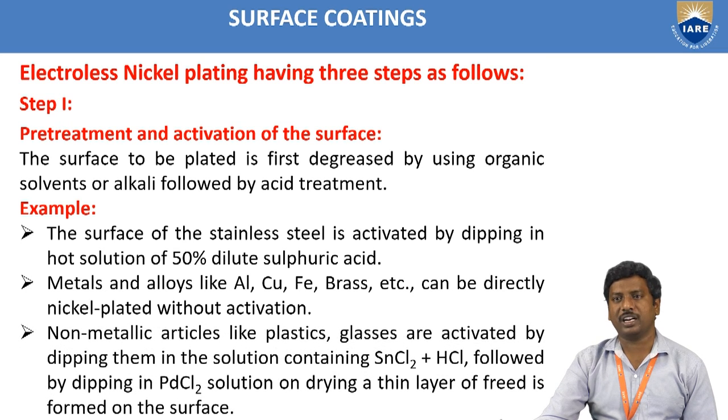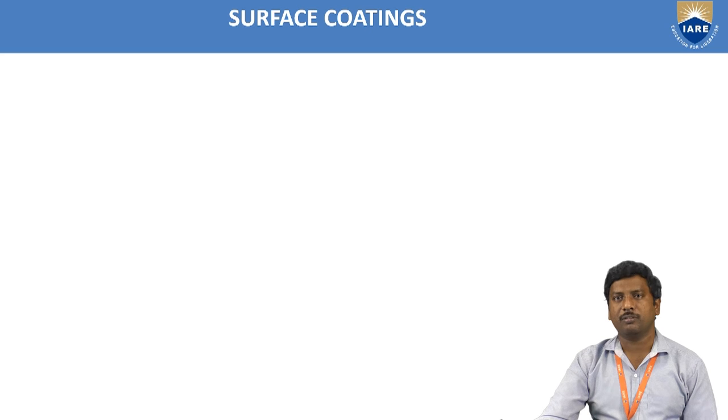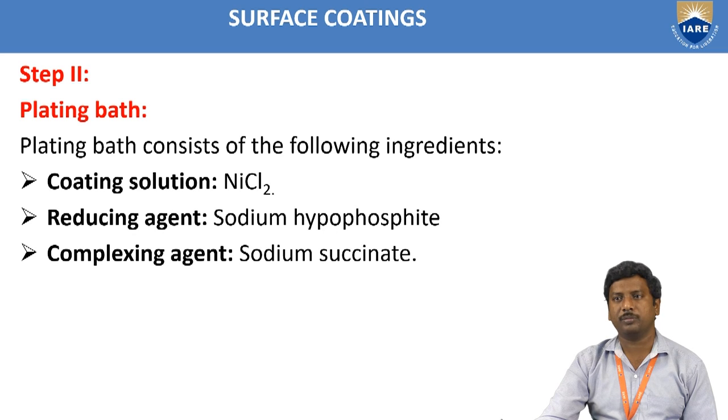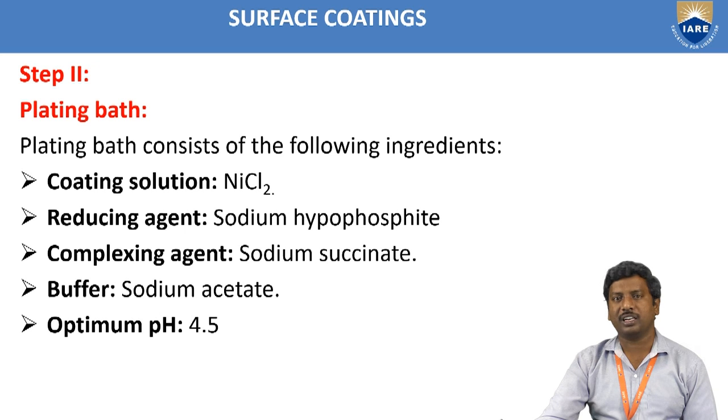Non-metallic articles like plastics and glasses are activated by dipping them in a solution containing tin chloride with hydrochloric acid, followed by dipping in palladium chloride solution and drying, and a thin layer is formed on the surface. And in step 2, what happens? The plating bath consists of the following ingredients. The coating solution is nickel chloride solution, and the reducing agent is sodium hypophosphite. The complexing agent is sodium succinate, and the buffer is sodium acetate. The pH is maintained at the optimum range of 4.5, and the optimum temperature is 93 degrees centigrade.